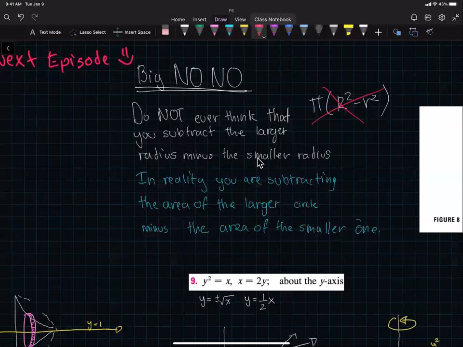So you should never ever do that. What you want to do is always do pi capital R squared minus pi lowercase r squared. So you're always subtracting from the larger one. So the larger disk minus the smaller disk gives you that emptiness inside it. So please always try to remember this.